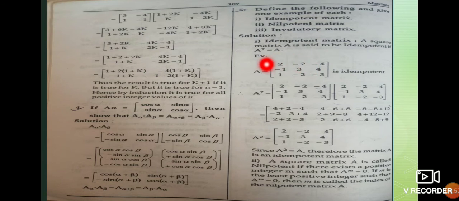See, you know the value of A is equal to this matrix, and A square is equal to this matrix. Both matrices are the same. That's why this matrix is an idempotent matrix. A square matrix A is said to be idempotent if the condition A square is equal to A holds. Since A square is equal to A, therefore the matrix A is an idempotent matrix.